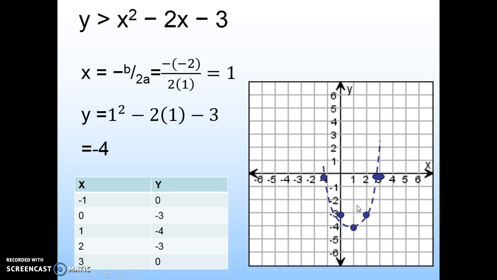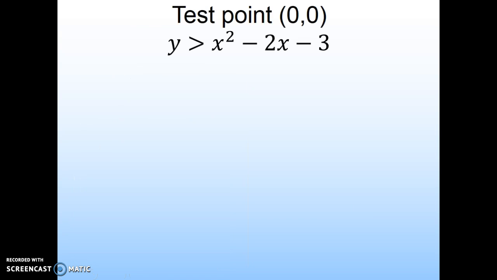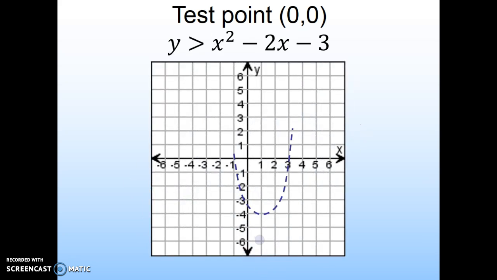Now we have to figure out which side to shade. So we're going to test point 0, 0. If we test point 0, 0, we plug 0 in for x, we plug 0 in for y. So we have 0 is greater than 0 minus 3. So 0 is greater than negative 3, which is a true statement. Since 0 is greater than negative 3, we'll shade inside the parabola.